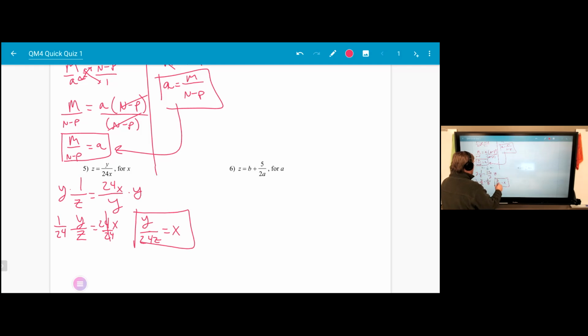Another way to think about that, you could have multiplied into the cross multiply and get 24zx equals y, and then just divided both sides by 24 and z to get rid of those, to simplify those to 1. X still equals y divided by 24z.